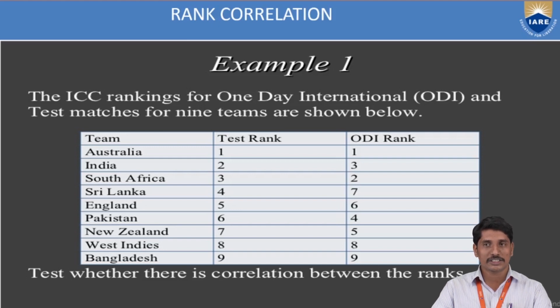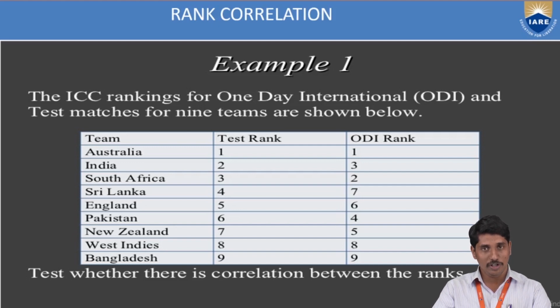And India's Test rank is 2, but the ODI rank is 3. And South Africa's Test rank is 3 and ODI rank is 2. Like this, the given table runs as given in the slide. Now we are asked to find whether there is any relationship between the Test ranking and ODI ranking. That means we are going to judge whether the performance of teams in Tests and the performance of the teams in ODIs are related to each other.